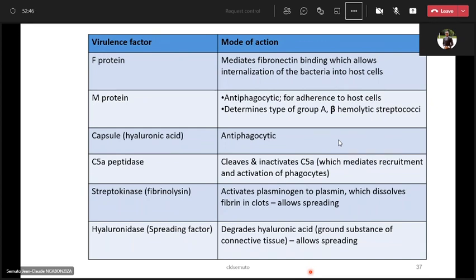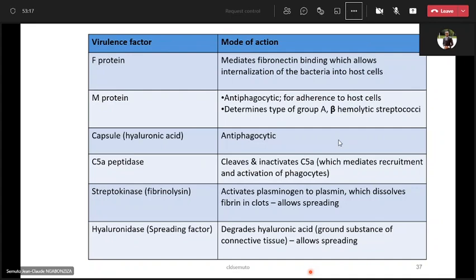Sometimes there is a complement C5a peptidase, which inactivates or cleaves the C5a, which mediates recruitment and activation of phagocytes. So it also participates in the antiphagocytic mode by cleaving the activated complement.